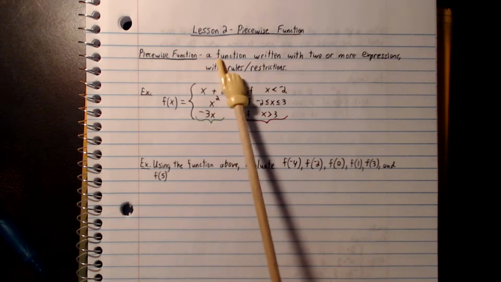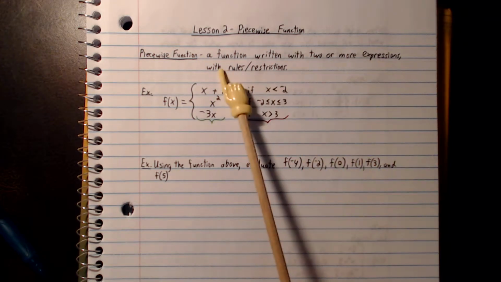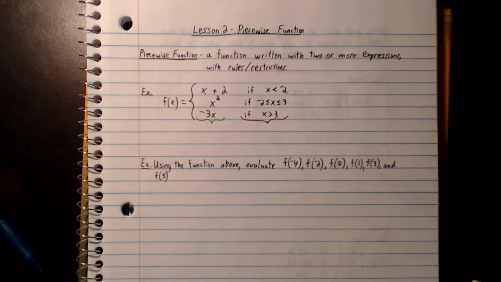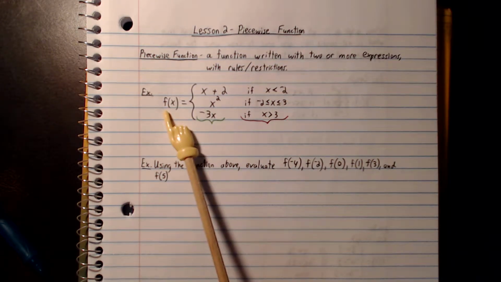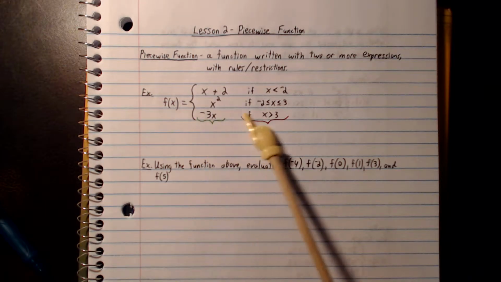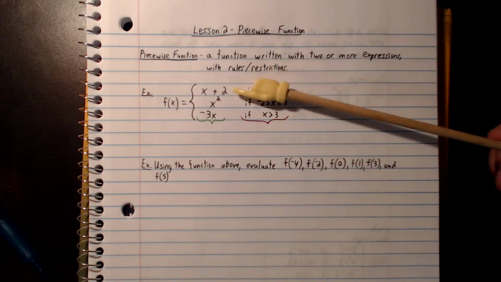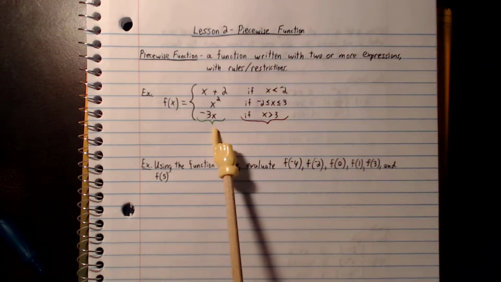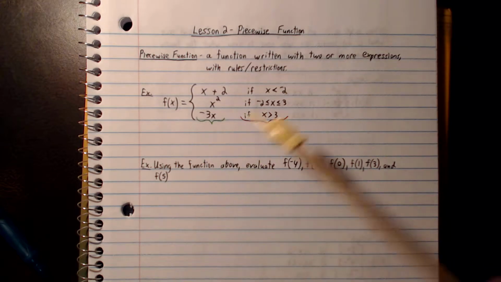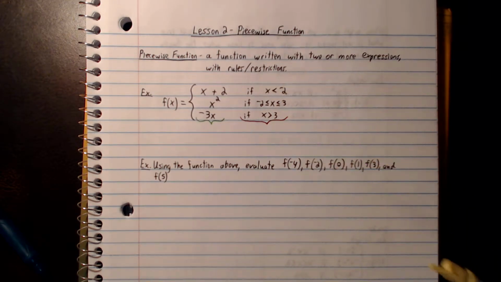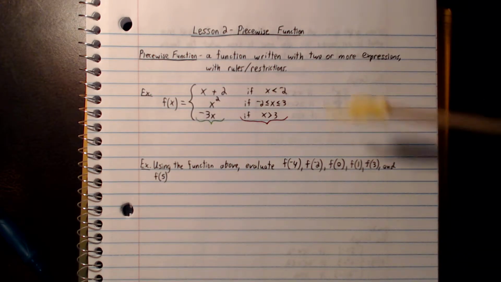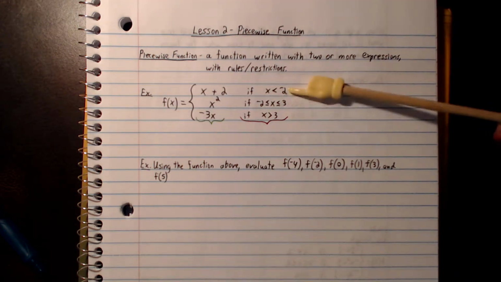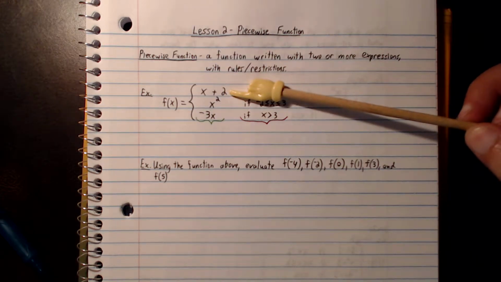A piecewise function is a function written with two or more expressions and rules or restrictions. We have an example of what that looks like here. We still have the traditional f of x equals, but now they're giving us these different situations. There are two parts: the expression itself that we would evaluate, and then the restrictions and rules. These restrictions can be written a lot of ways, but generally they're written like this, telling us where to begin and where to end for this particular expression.